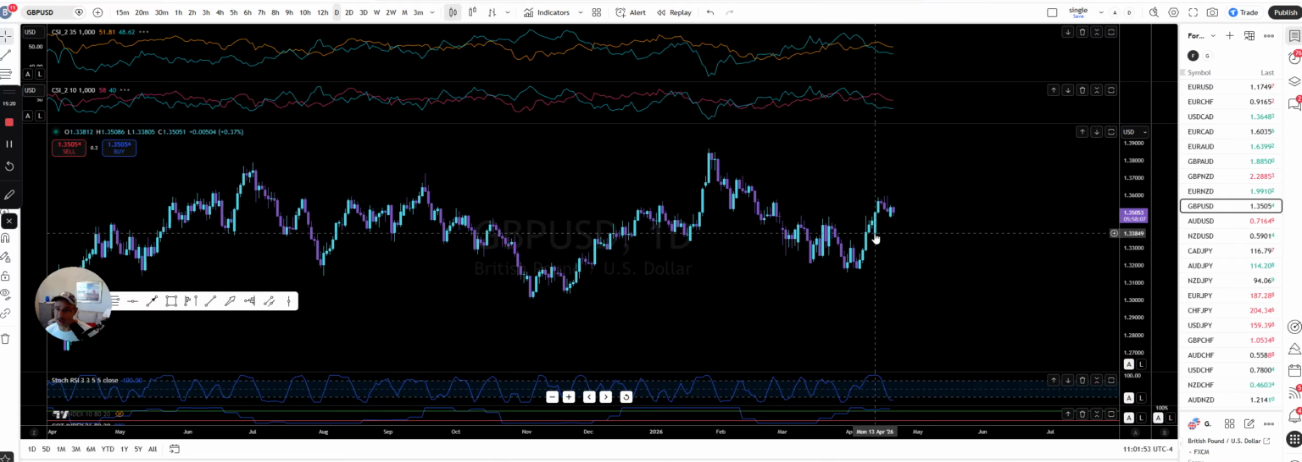This is the pound US dollar, and you can see it tried to go up yesterday and now it's back down again today. So I'm back into drawdown. If we look at the indicator, we have them both sloping down.